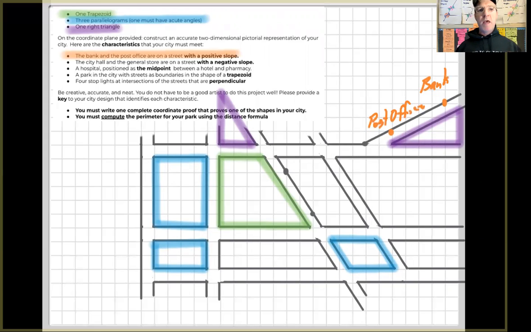Now, what I need is a bank and a post office that are streets with positive slope. So here's a street with a positive slope, right? This was a slope of 1/2. And there's my bank and post office.